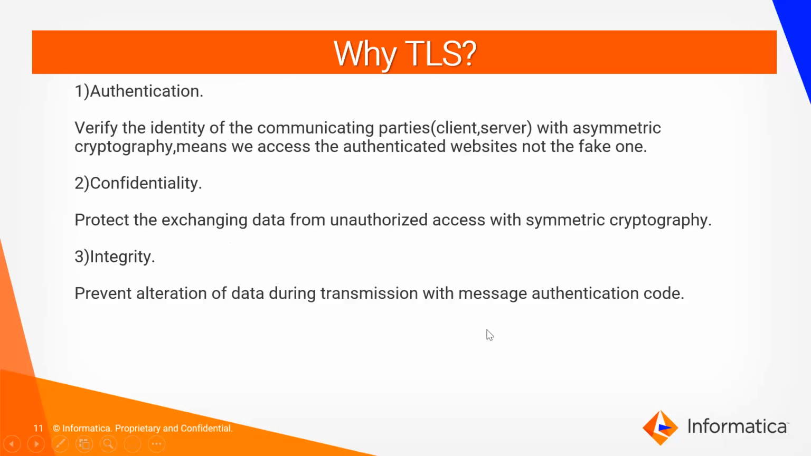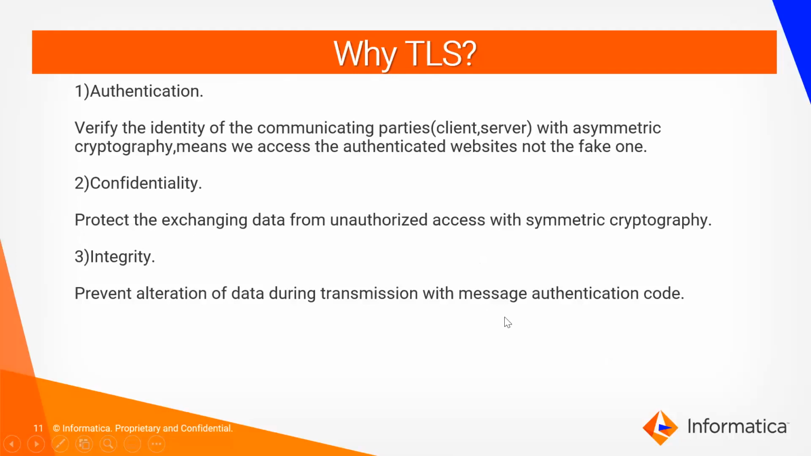The second thing is confidentiality. That means protecting the exchanged data from unauthorized access. No one should access it. That's why in HTTPS no one can access it, because data is transferred in encrypted form. It won't go in plain text. Next, integrity. Integrity means there should not be any change in the transmission of data. If you are passing ABCD, then the server should receive ABCD. It should not receive EFGH.